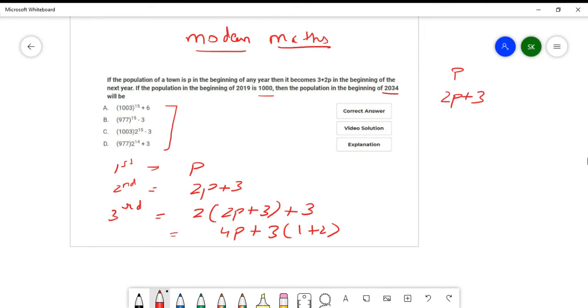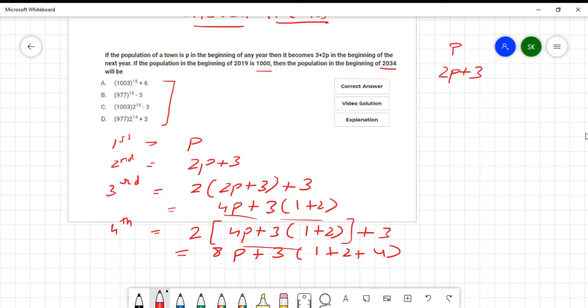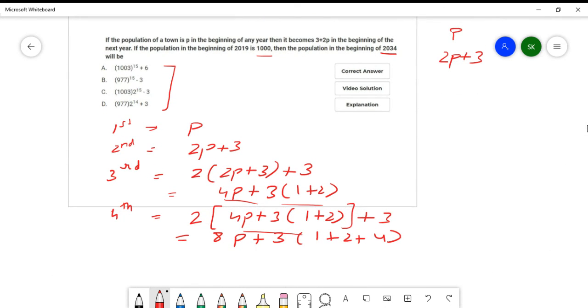Okay. Now similarly for the fourth year, how will we write it? For the fourth year we will follow the same pattern: 2 into (4P plus 3 into (1 plus 2)) plus 3, taking the same term as it is, multiplying by 2 and then adding 3. So this term will turn out to be 8P plus 3 into (1 plus 2 plus 4). Okay, so now we are seeing a pattern which is happening here. Now we are done with the 4 years, so there is a common pattern which is happening.